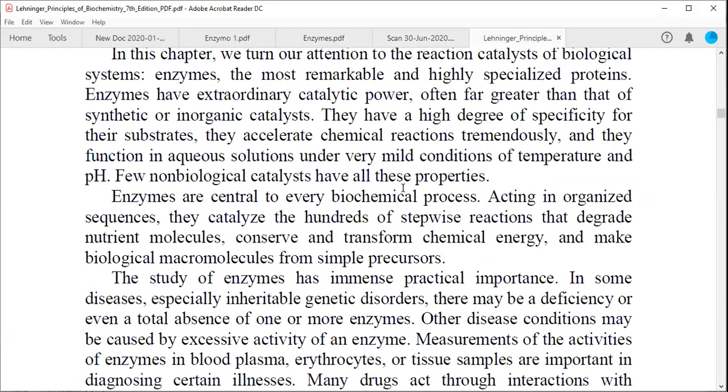So this is only written like they are having a high degree of specificity, which we have discussed. They accelerate the chemical reactions tremendously, maximal for catalase actually, and they function in aqueous solution under very mild conditions of temperature and pH. For example, inside our cells, that is around 7 or neutral pH, or 7.2 exactly, and the temperature is around body temperature.